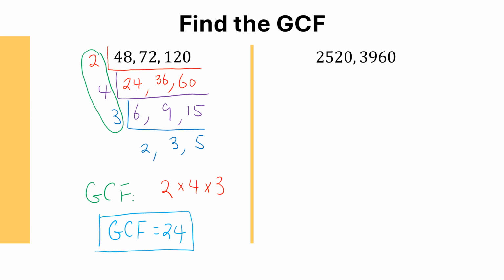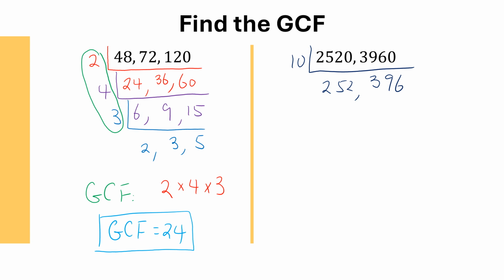And I can do the same thing for the next problem using the upside down cake method again. So again, start with a number that you know can go into those two numbers evenly. So since both numbers end with 0, I know 10 will go into there evenly. So 10 can go into 2,520 252 times. And then next one, it will be 396.